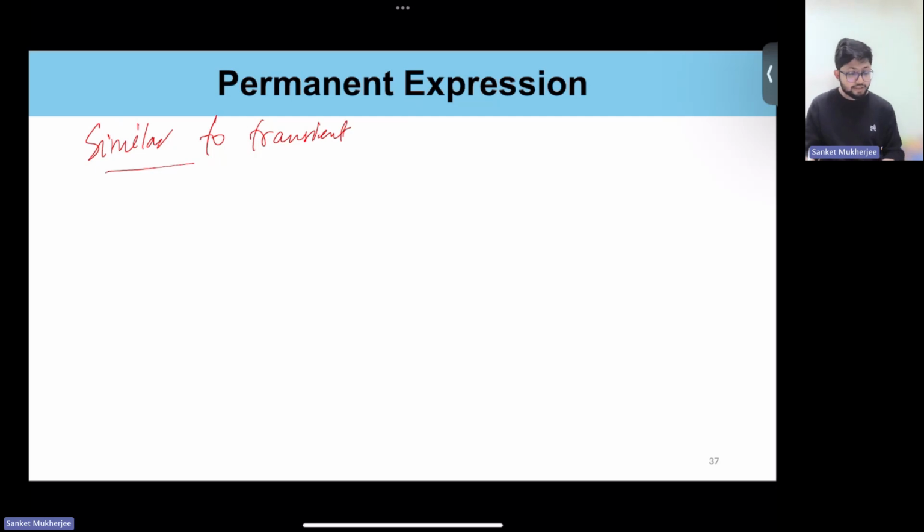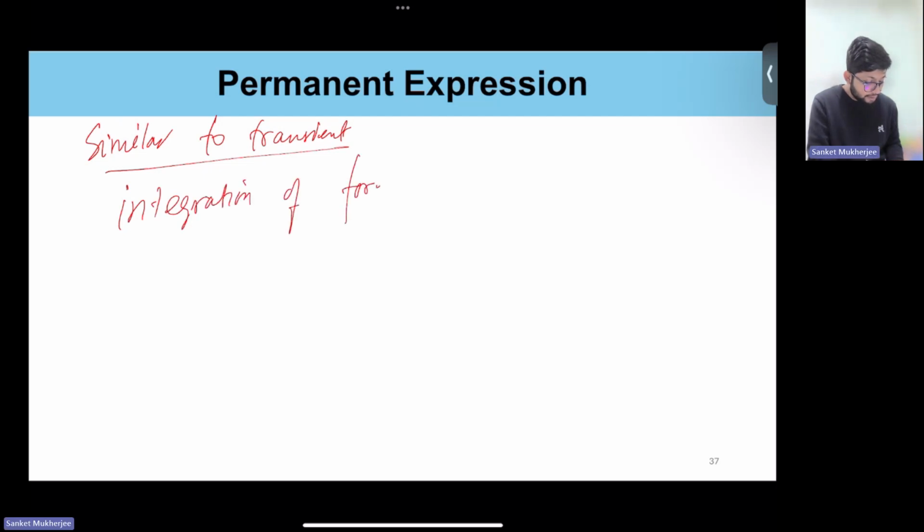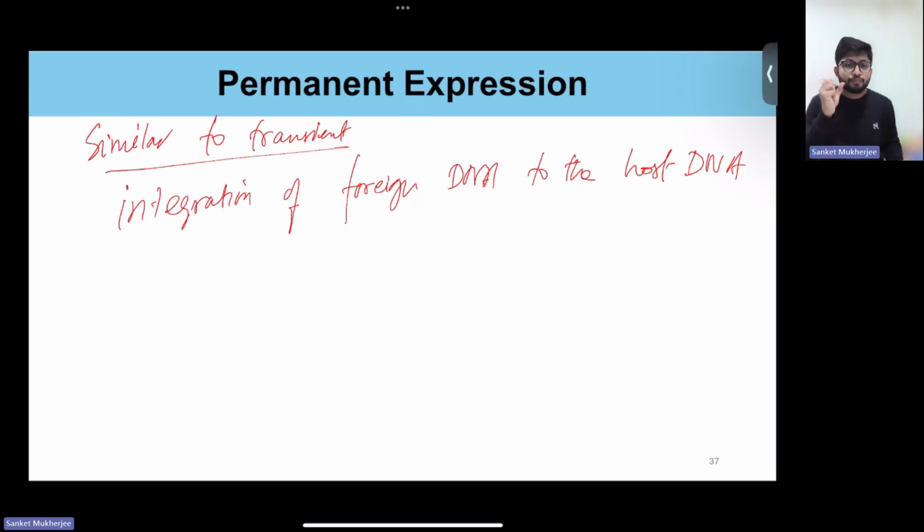But what is the difference here is that there is integration of foreign DNA to the host DNA. So there is a constitutive expression of this particular gene, particular protein.